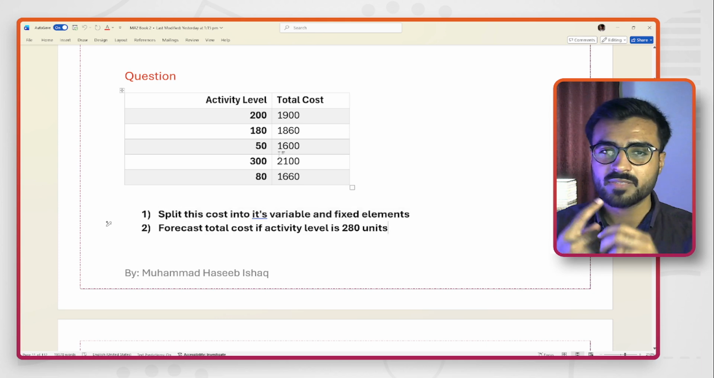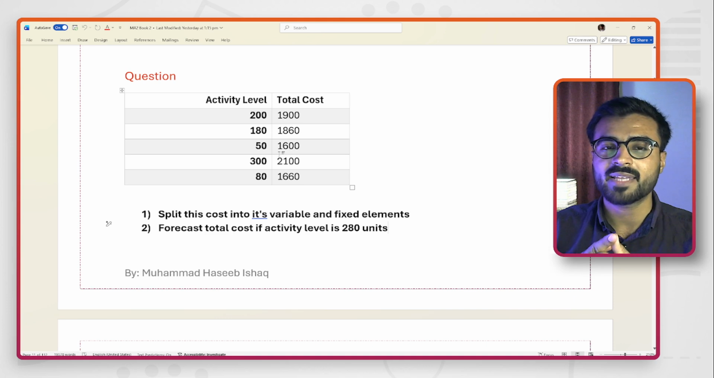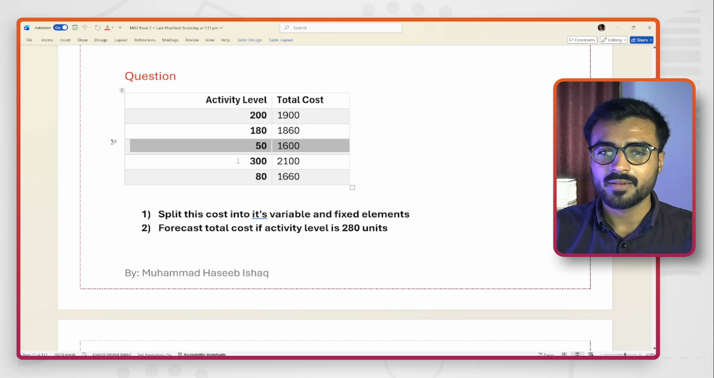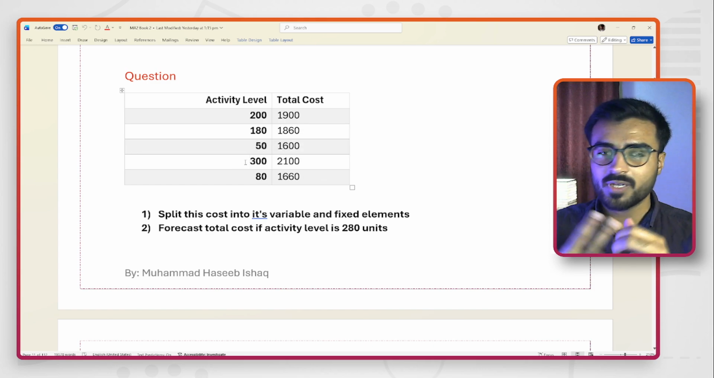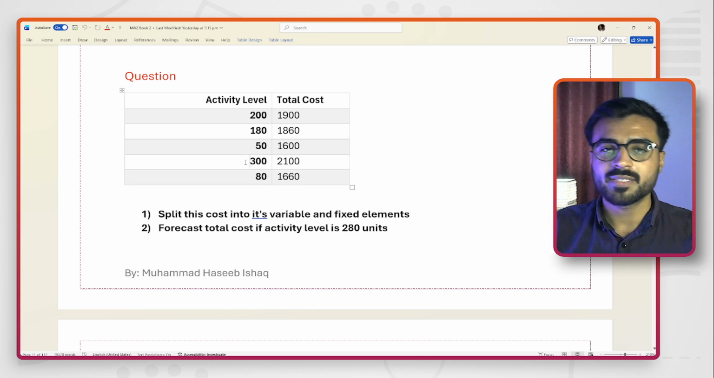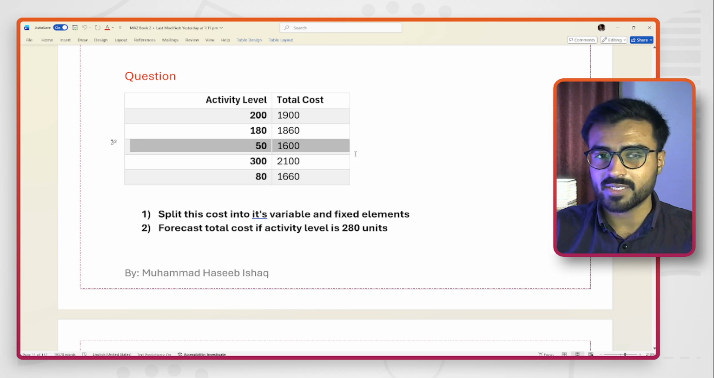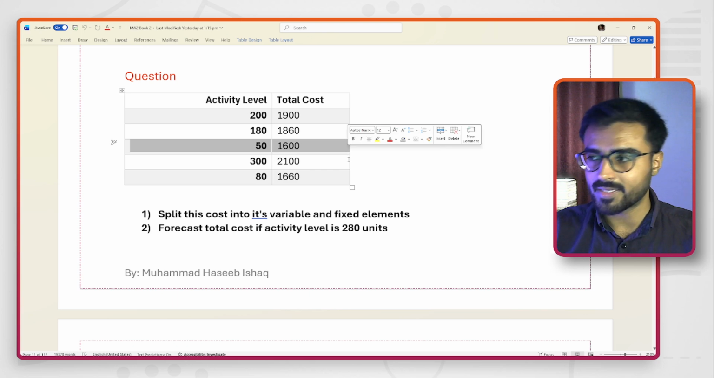So what was the first step? The first step was to identify the highest and lowest activity levels. So what is the highest activity level? The highest activity level is 300 units and the lowest activity level is 50 units. Then the second step was to identify the cost at those activity levels. So the cost at the highest activity level is $2,100, and at the lowest activity level the cost is $1,600. And then we will find the variable cost per unit.